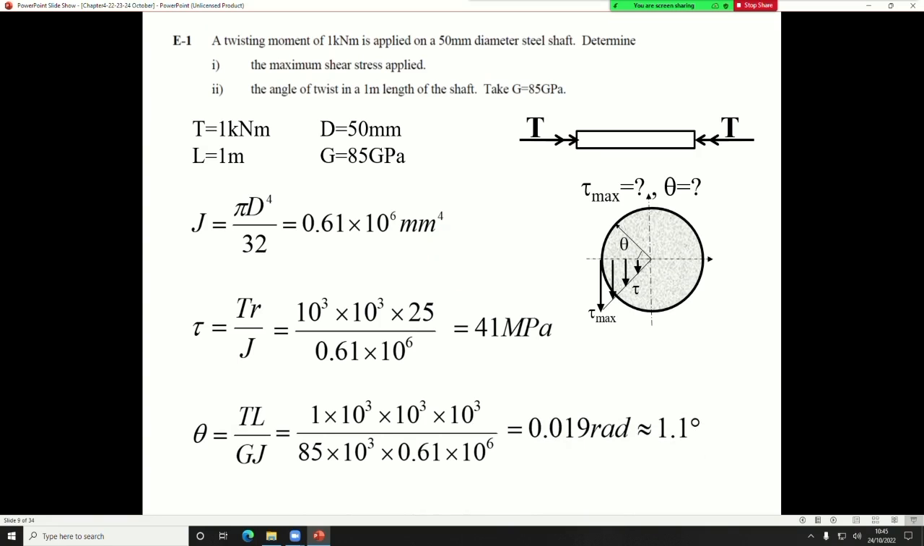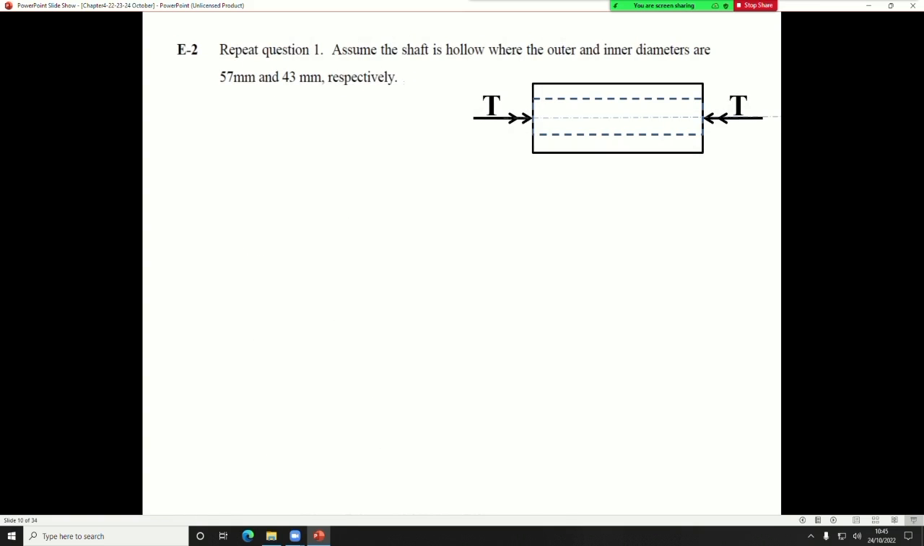Did you have a question? No question? Are you happy with this solution? Yes. Shall we move on to the next one? Thank you. So this one is exactly the same as the first one, except it's hollow, similar to the one you're going to do your experiments on, your tests on.